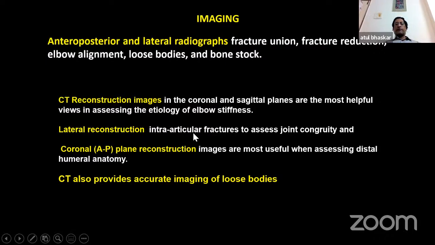Sometimes you may assess the intra-articular fractures through lateral reconstruction of the CT scan image. So when you look at the reformatted image, that's the best way to look at intra-articular fractures. The AP view assesses the anatomy. So the coronal AP view helps you assess the anatomy, and the lateral reconstruction view or the lateral reformatting looks at intra-articular fracture. So CT is very, very useful to assess any kind of intra-articular pathologies, including loose bodies.